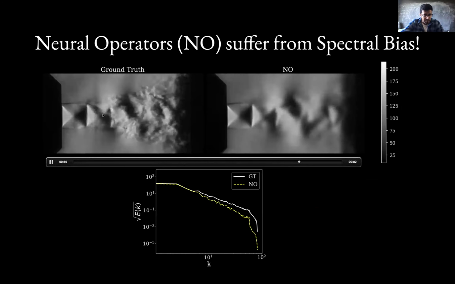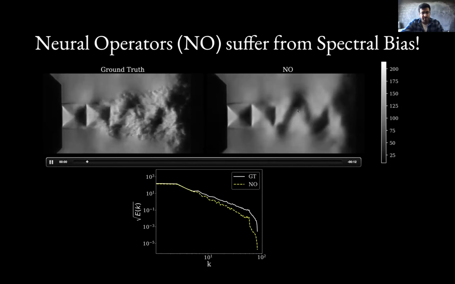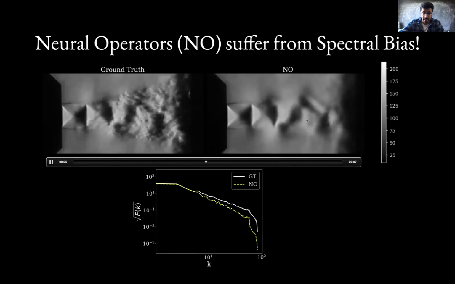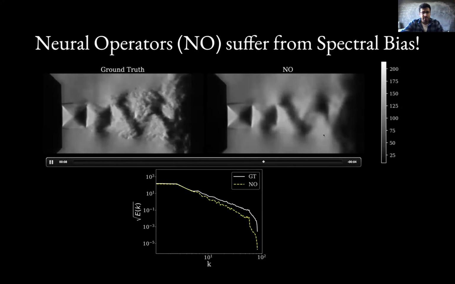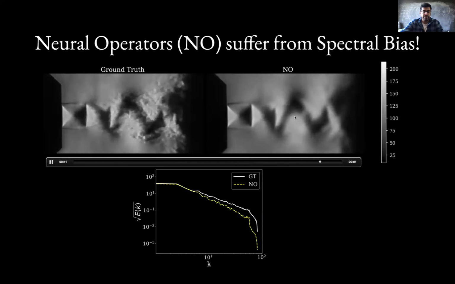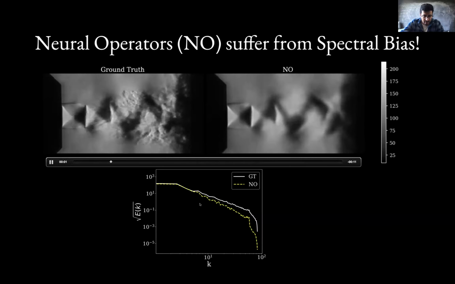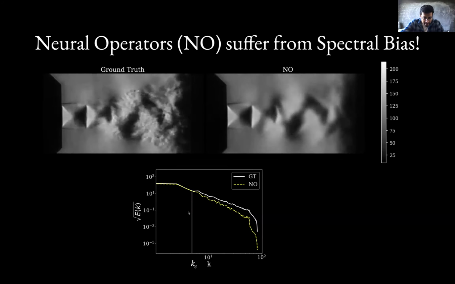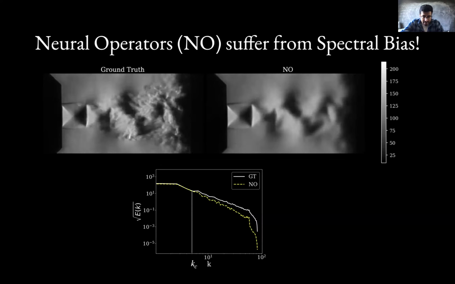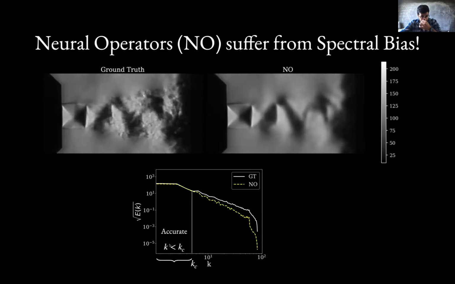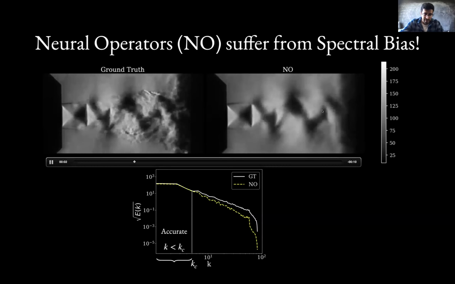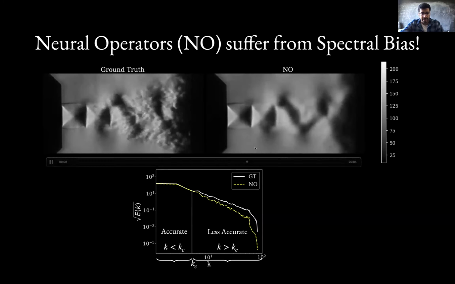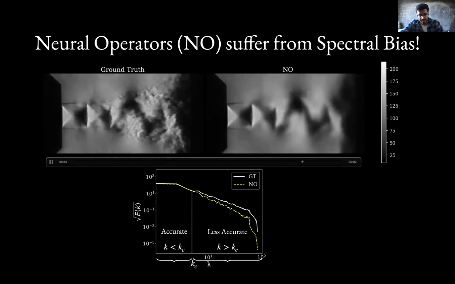You see the dominant features of the shocks and the changes over here. The lower modes are correctly captured, but the high frequency content is absolutely missed. The neural operator is not able to learn the high frequency content. If you look at the energy spectrum, that is even more visible. So let's consider this as a critical wave number Kc. All the wave numbers less than this critical wave number Kc are accurately modeled by the neural operator. But when K is greater than Kc, the predictions are less accurate, or these frequencies are underrepresented.